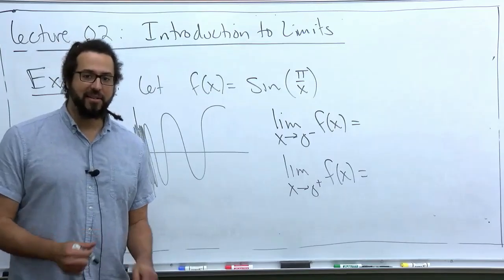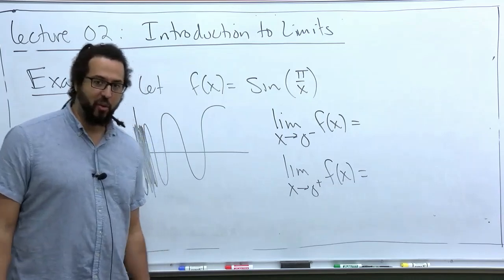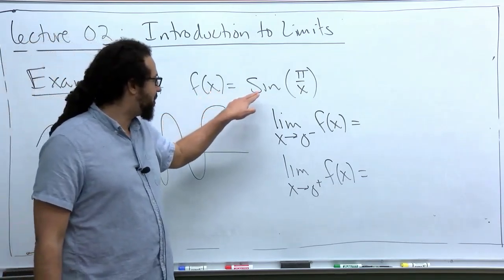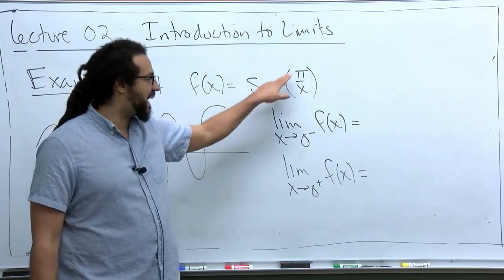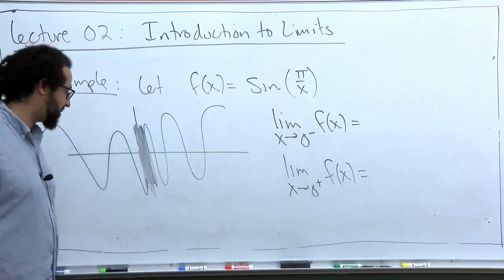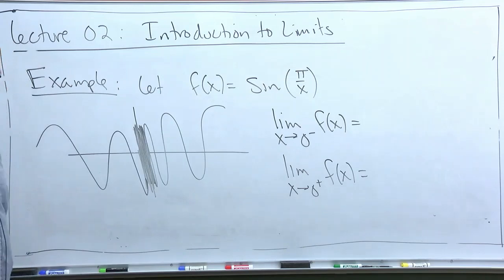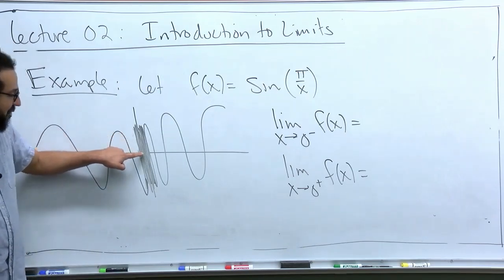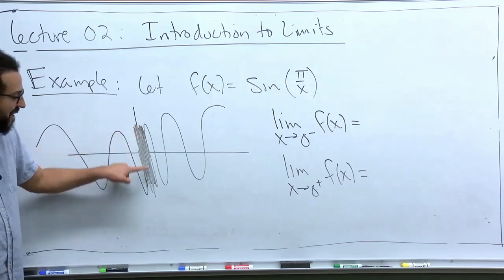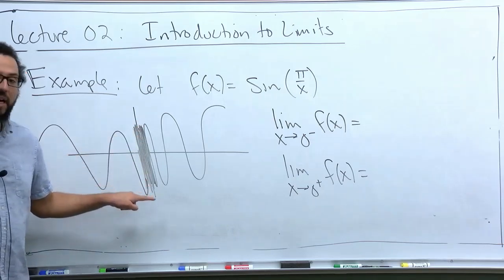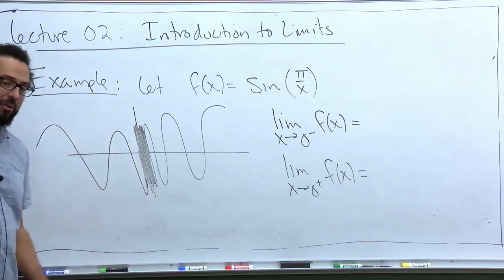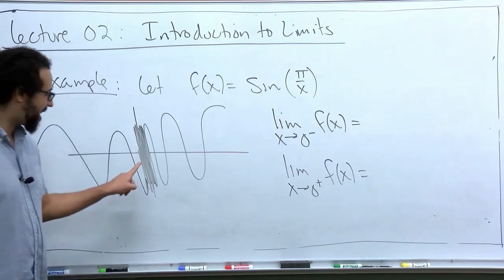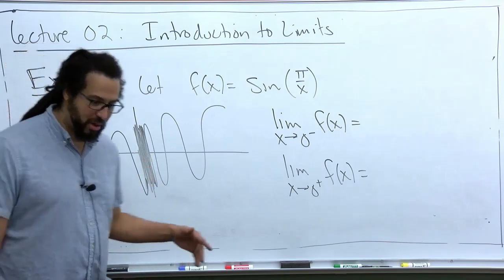Okay, here's our last example using the graphical method. So we want to look at this function, f of x is equal to sine of pi over x. And this is a weird function. This is called a topologist sine curve. You can see right here when we get close to 0, the function is oscillating wildly near 0. So how do we deal with the limit as x approaches 0 of this thing?